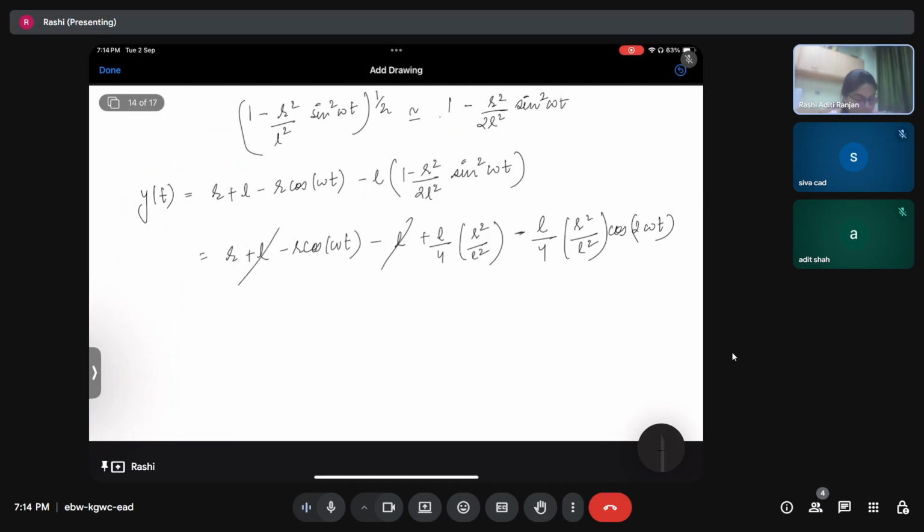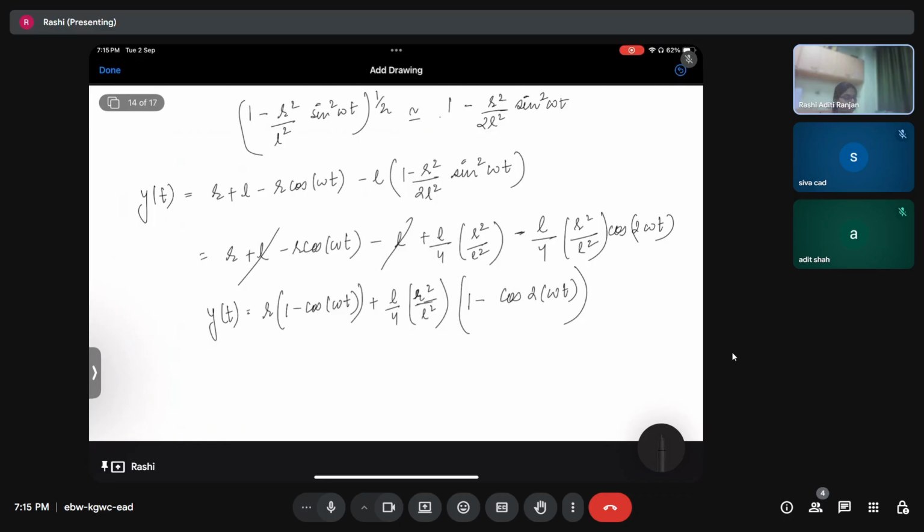This is going to get cancelled with this, and the final equation of y of t can be written as R minus R cos of omega t is L by 4 R square by L square. Okay, maybe we can write it. I'll just skip one step. 1 minus this R square by L square into 1 minus cos twice of omega t.